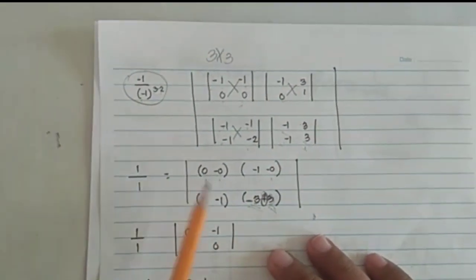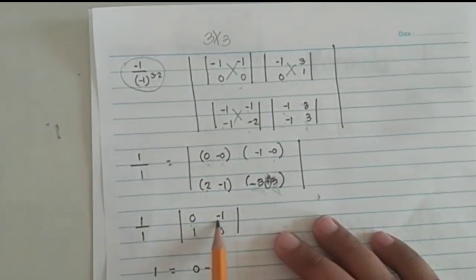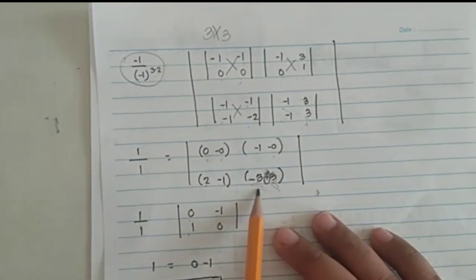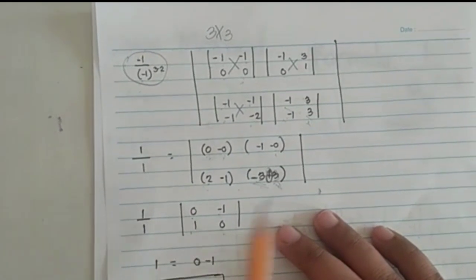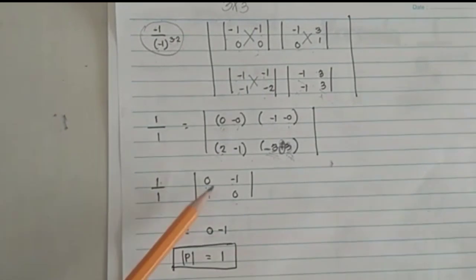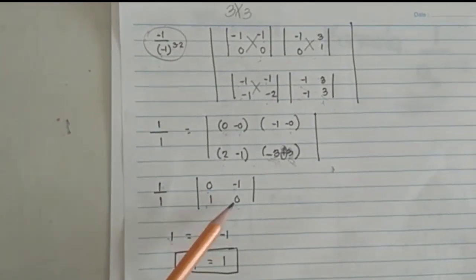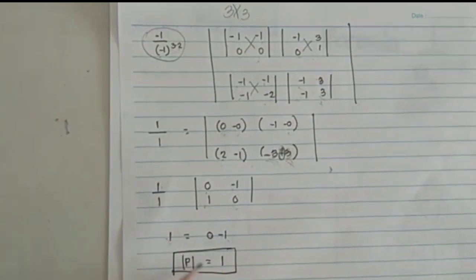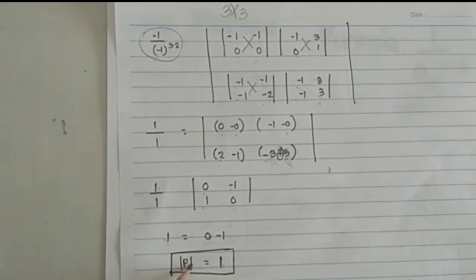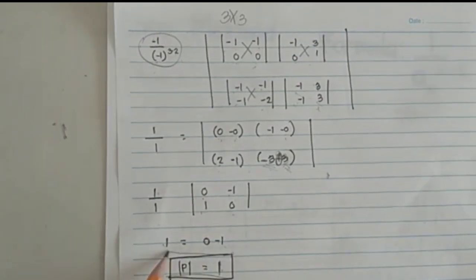Next, simplify. So 0 minus 0 is equal to 0. Negative 1 minus 0 is equal to negative 1. And then 2 minus 1 is equal to 0. And then negative 3 plus 3 is 0. Okay. So 1 divided by 1 is equal to 1, and then 0 minus 1, okay, it becomes 1, negative 1, okay? But since we do the interchange, this negative 1 becomes positive. So the value is positive 1.